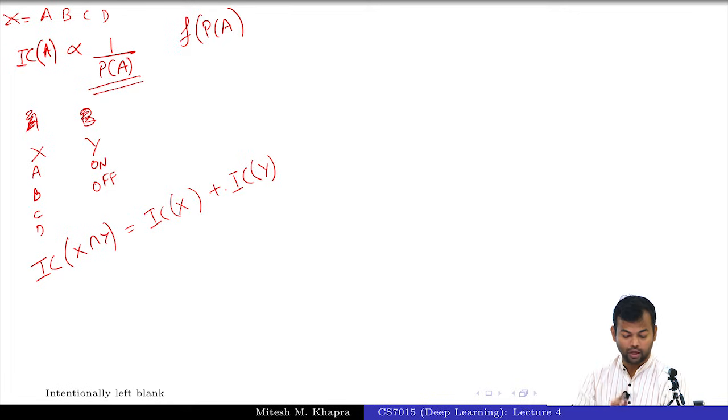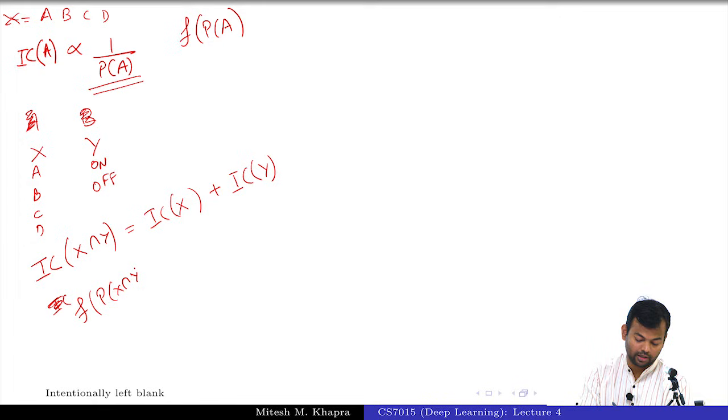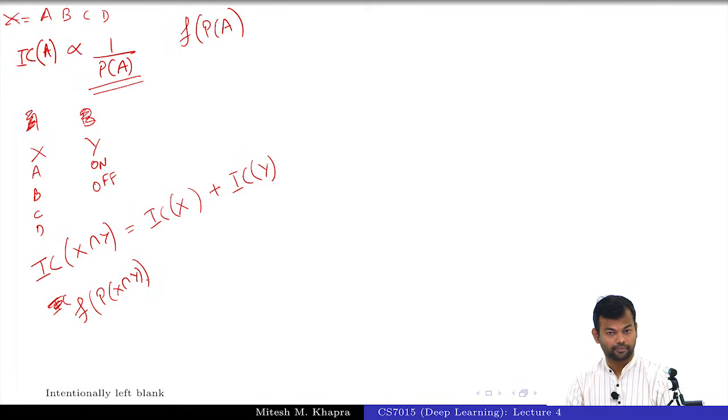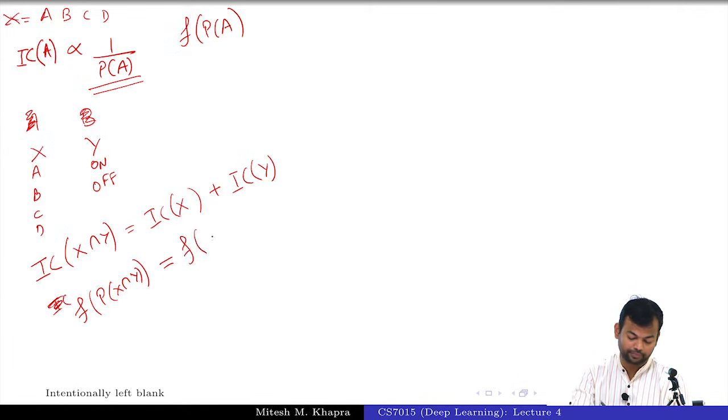Okay. So now let's see. I already made a case that this function which tells me the information gain is related to the probability. So that means this is what the input is going to be, right? And then what is the other condition that I want?